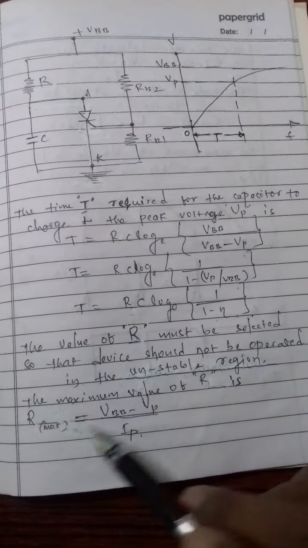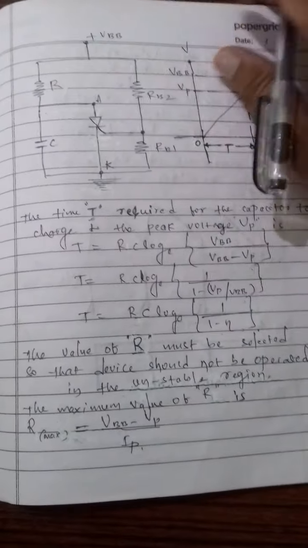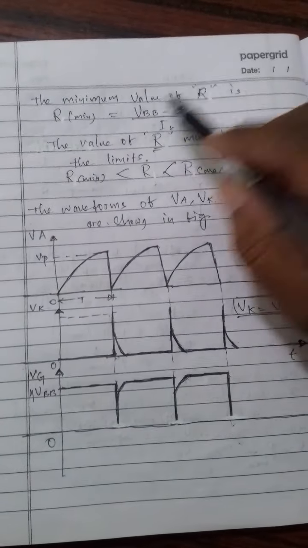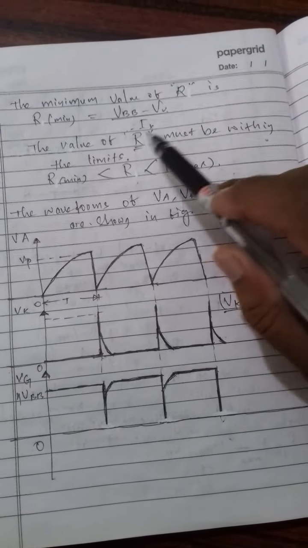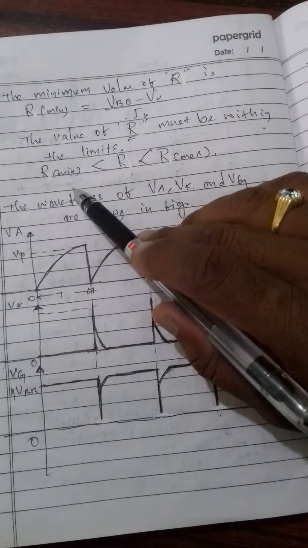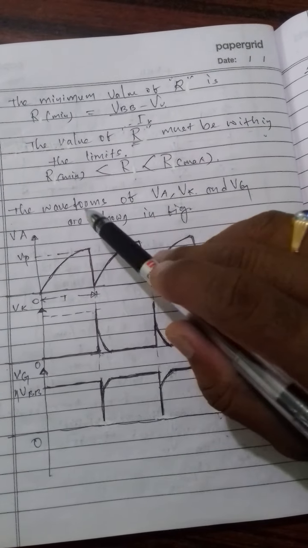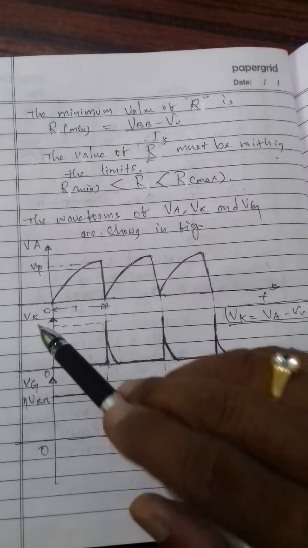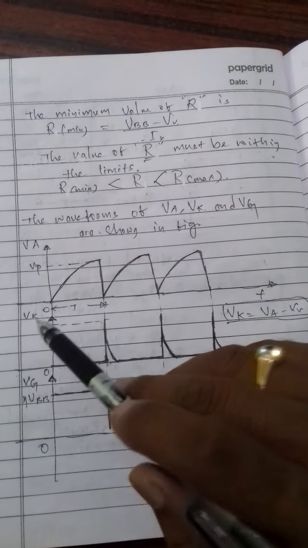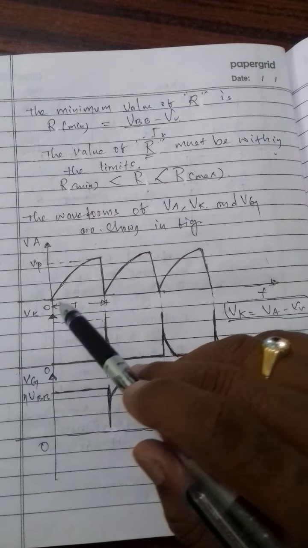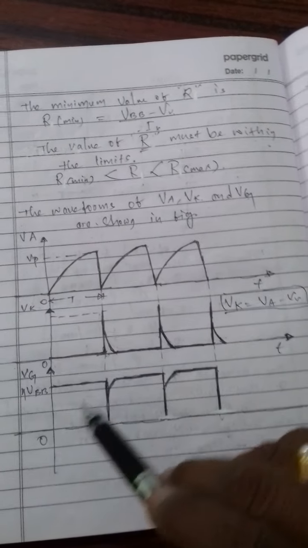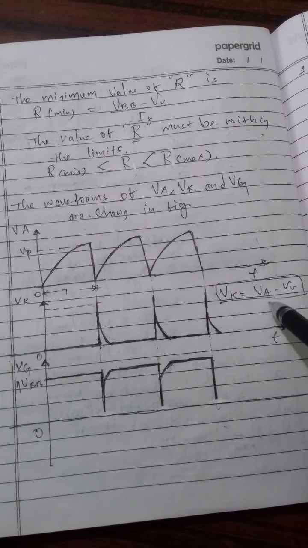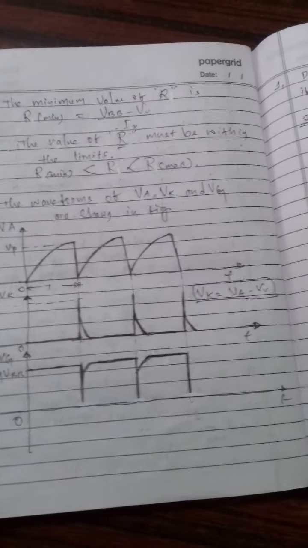regions. The maximum value of R is R maximum = (VBB - Vp)/Ip. The minimum value of R is R minimum = (VBB - Vv)/Iv, so that the value of R must be within the limits R minimum less than R less than R maximum. The waveforms of VA, VK and VG are shown in the figures. Here the waveform of VA goes from 0 to Vp, VK is the cathode voltage, and VG is equal to η VBB.